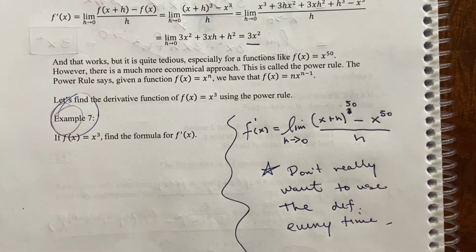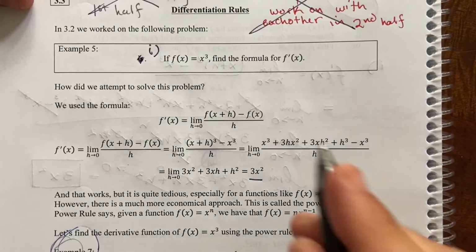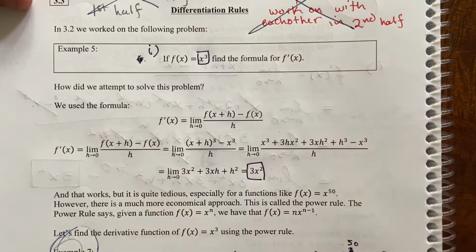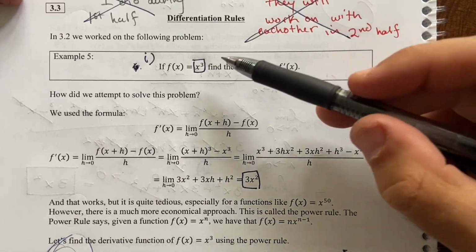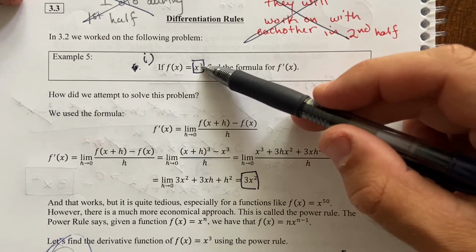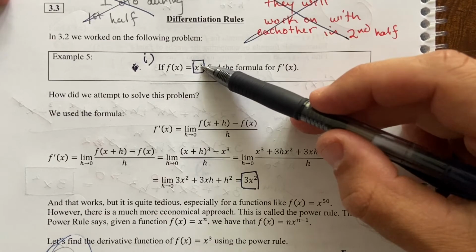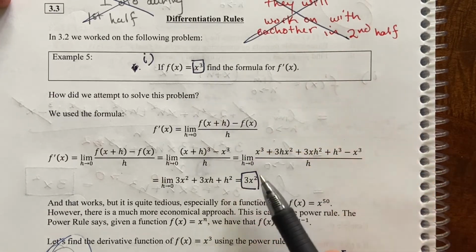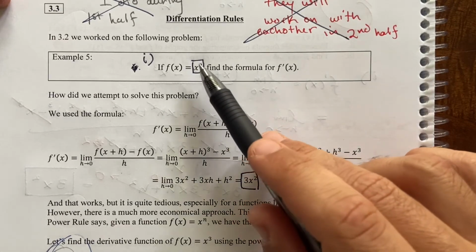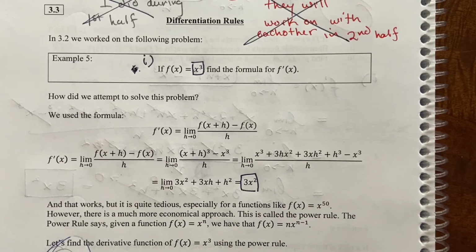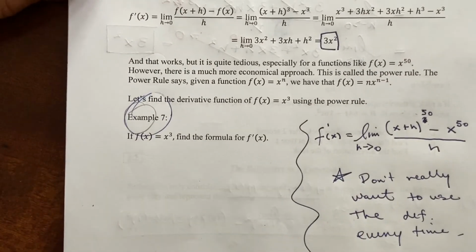So is there a shortcut? Yes. If you just look at what we had and what we ended up with. Here's what we ended up with. Here's what we started with. What if we just took that 3 and moved it down and then reduced that 3 by 1? That's essentially what happened, right? There's now a 3 out front, and then instead of being x cubed as it was, it's now just x squared. And that's exactly what you would do.